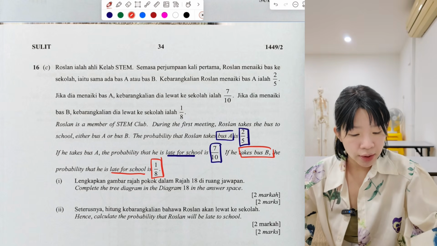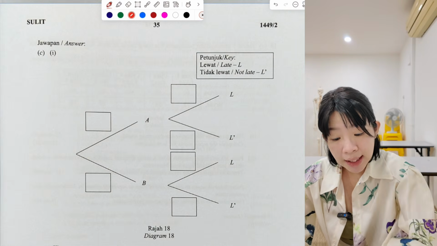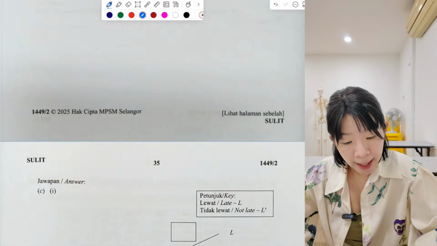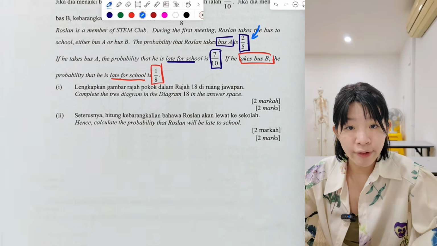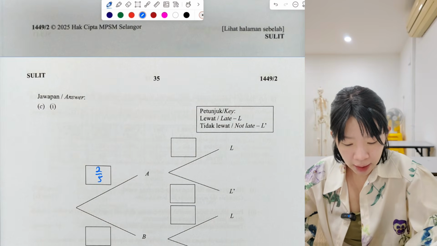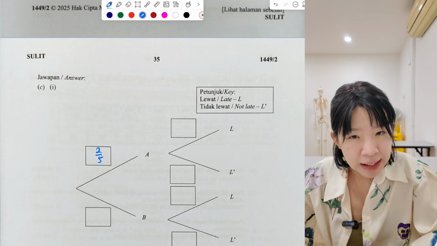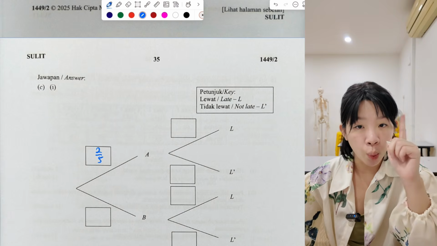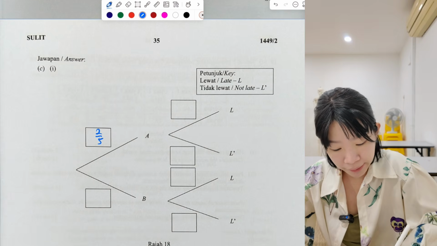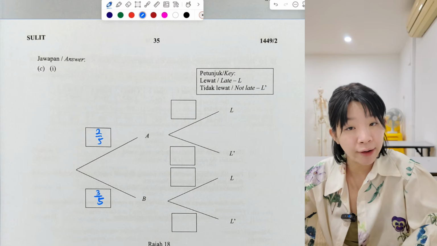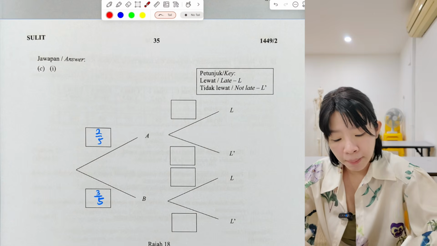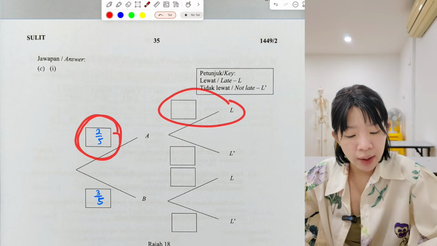Okay, we need to complete the tree diagram. Okay, here. So it says that take bus A probability is 2 over 5. Okay, so here we put 2 over 5. If bus A 2 over 5, how about bus B? So the probability total up must be 1. So if this 2 over 5, then the remaining will be 3 over 5. Right? Okay, so if take bus A late to school, what is probability?